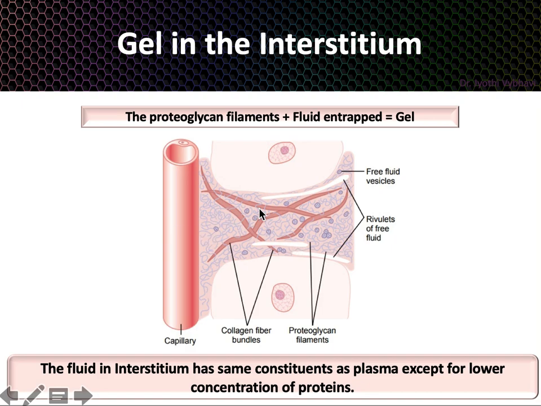Where is this fluid present? What is this? Collagen fibers, proteoglycan filaments. Where are these present? In between this purple, can you see some fluid here? This pink color. So fluid is entrapped in between the proteoglycan filaments. Fluid and proteoglycan filaments together form a gel-like structure. It's not like a fluid form. The fluid is like a gel.